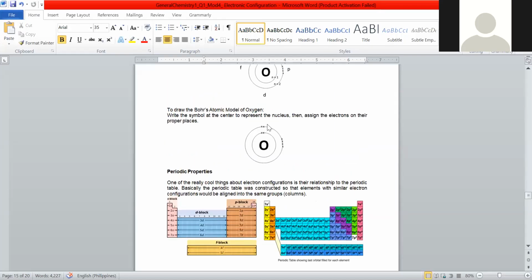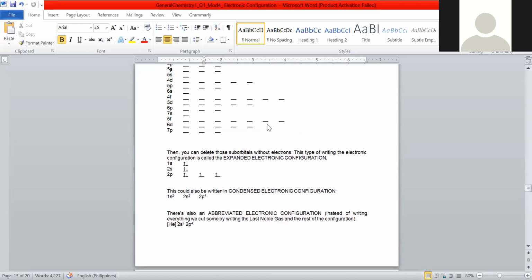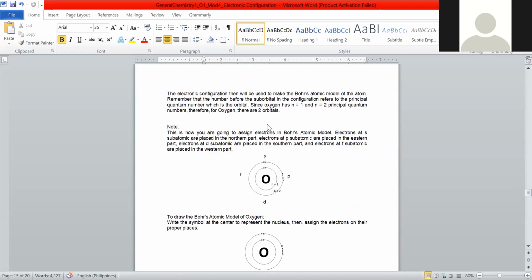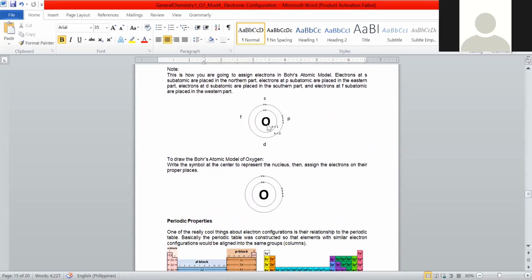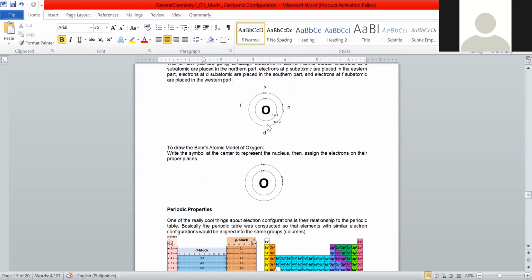Okay, so good afternoon. What part don't you understand? Ma'am, the Bohr's atomic model. It's different online compared to the module. Okay, so it's where to place the electrons within the Bohr's atomic model.